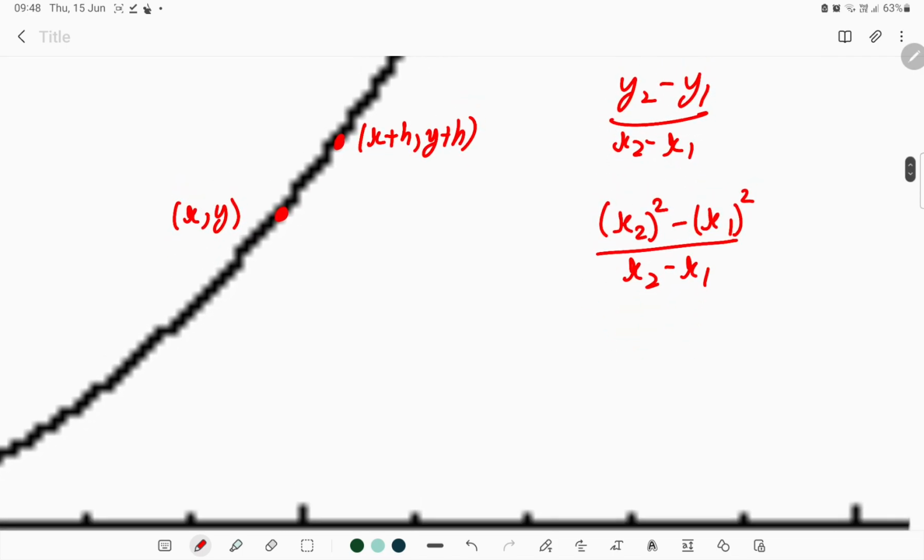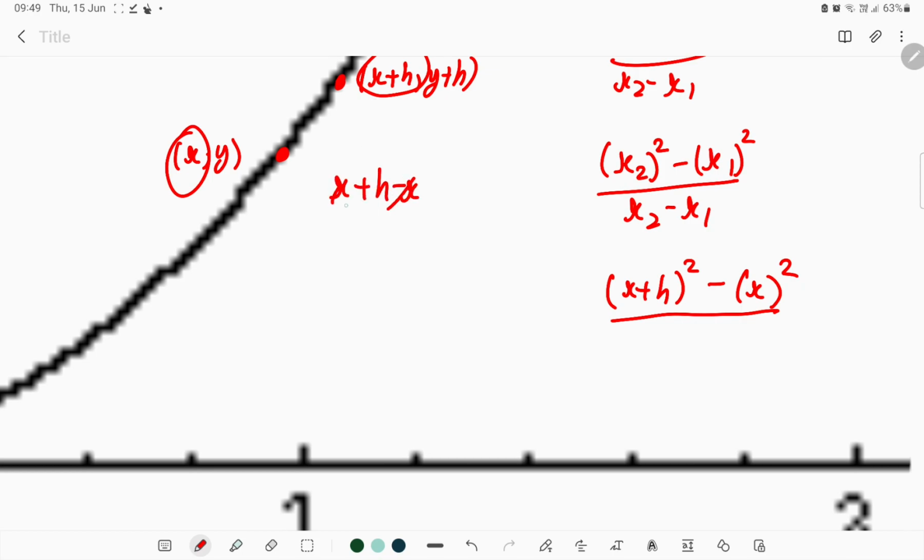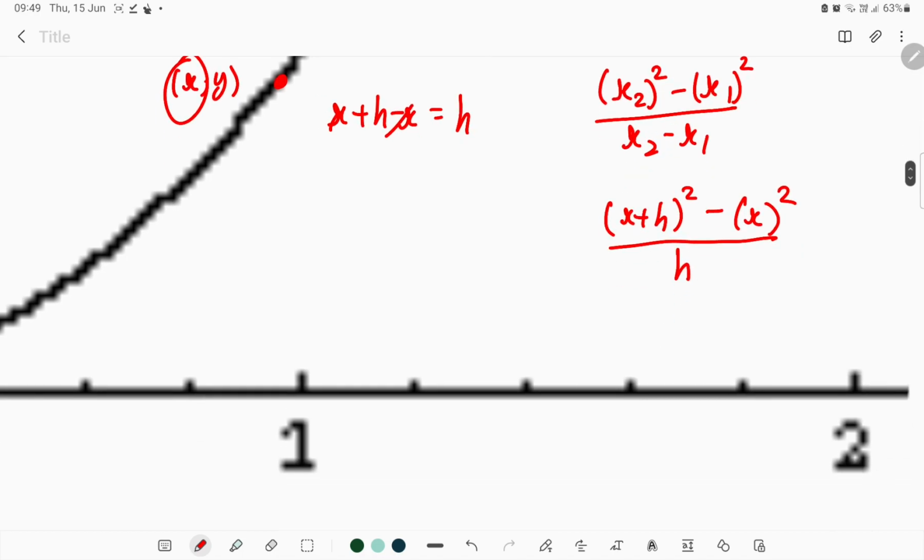Let's try it now. So what is our x2 squared? What is our x2? x2 is x plus h. So (x plus h) whole squared minus, what is our x1? It's just x squared. And x2 minus x1 is just x plus h minus x, so it's just h. Let's try to solve this. (x plus h) whole squared is x squared plus h squared plus 2hx, minus x squared, divided by h.